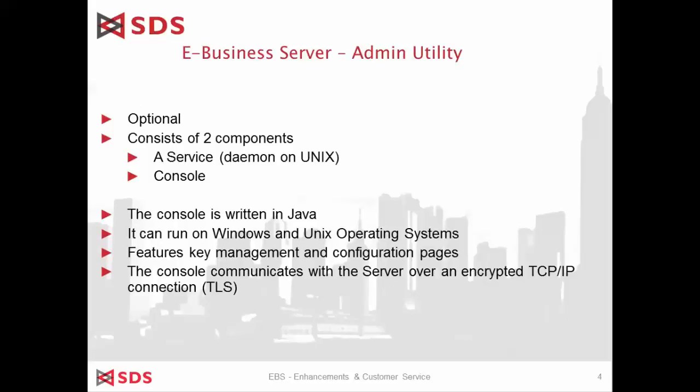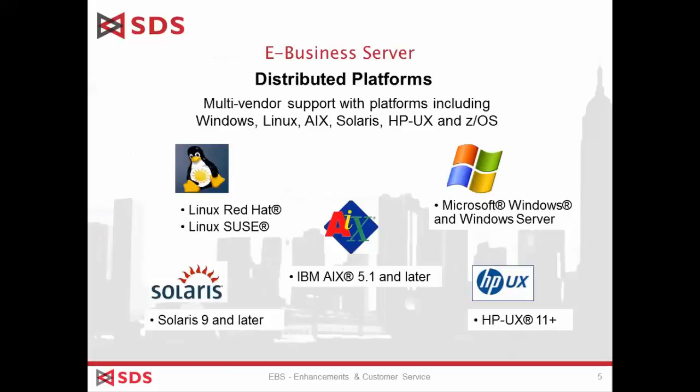Let's talk about the eBusiness Server administration utility. The admin utility is an optional console that provides a graphical user interface for eBusiness Server, specifically its key management and configuration management features. The eBusiness Server administration utility consists of two components, a service and a console. The service resides on the same computer as eBusiness Server, but you can install the console on any Windows computer. This means that you can use the eBusiness Server admin utility to access and configure eBusiness Server remotely. Again, here is a list of our distributed platforms that you can run eBusiness Server on, and they include Linux, Windows, HP-UX, Solaris, and the AIX platform.